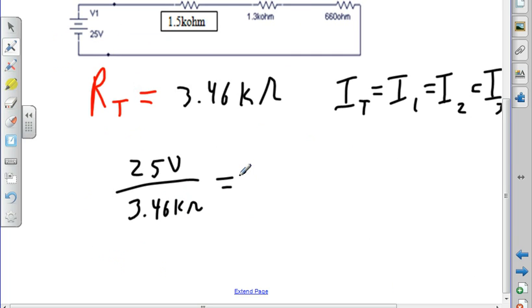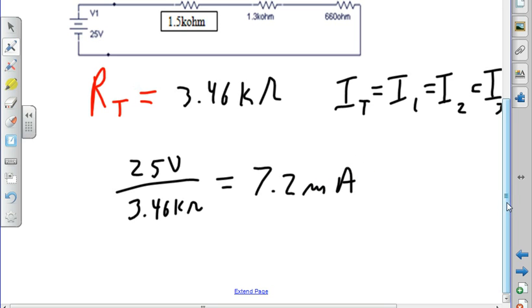And again, I can't do that in my head. I know I should be able to, but 25 divided by 3.46 is 7.2. Yeah, that's probably good enough. I probably only have 2 significant digits, right? 7.2.